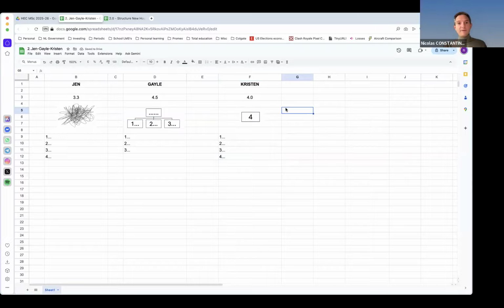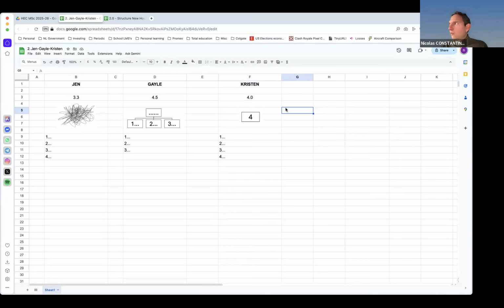So it's better than Jen, because Jen doesn't even tell us how many things are coming up. But of course, it's not as insightful or as informative as what Gail does, because Gail told us what those 4 things were going to be, right? So again, it's good, but there's room for improvement.